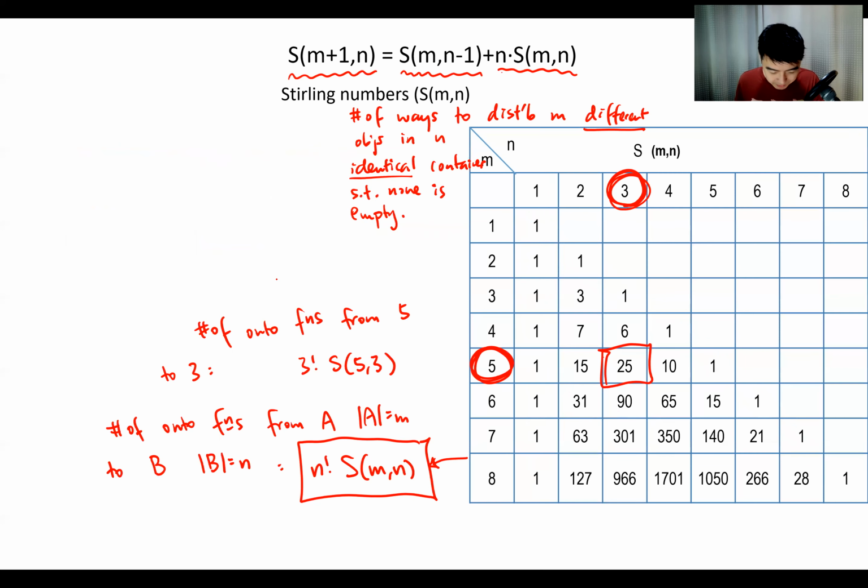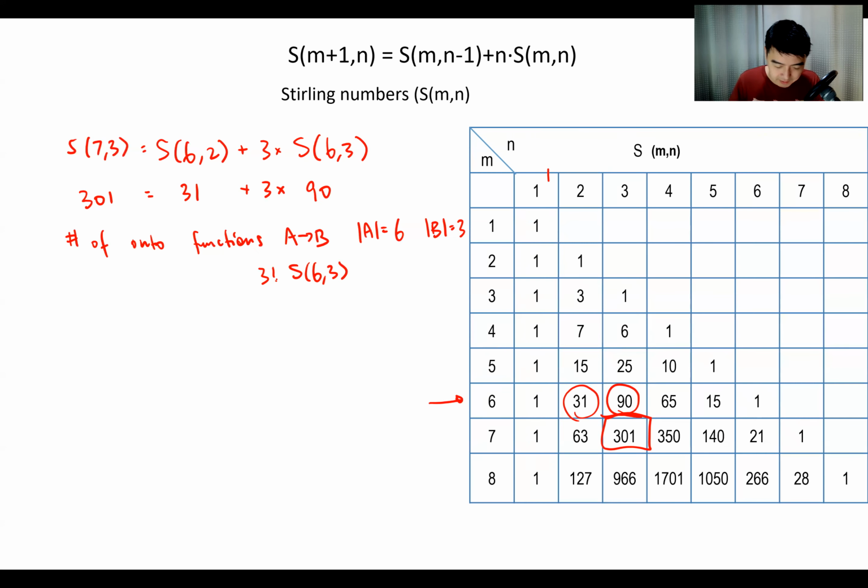Much like what we had in the previous example, the number of onto functions from 5 to 3, here we have the number of onto functions from 6 to 3. And S of 6, 3 is 90, and 3 factorial is equal to 6. So if you remember earlier, we had the number 540, and that's where it came from.